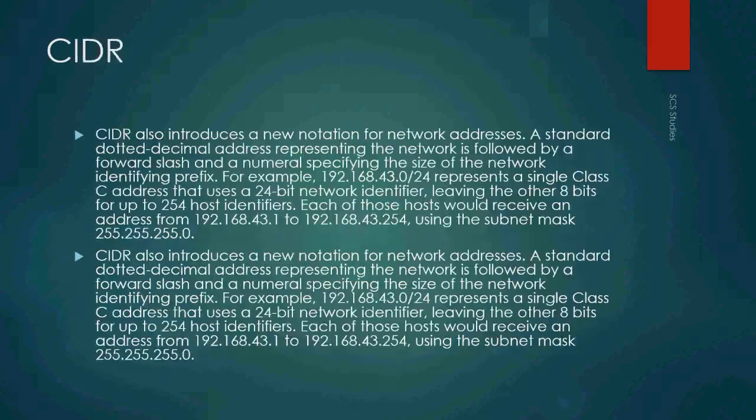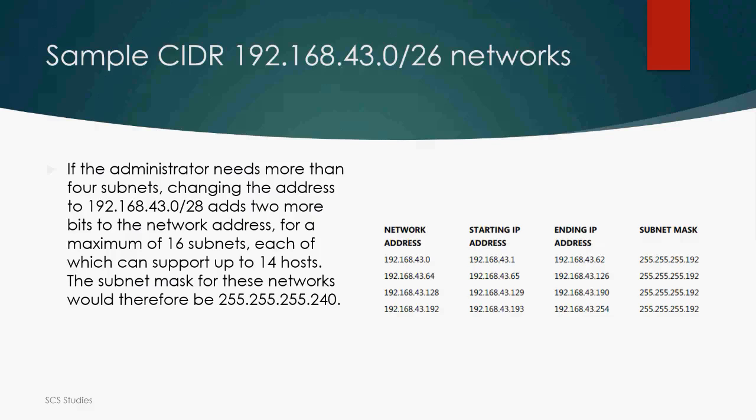So guys, here I am giving you an example of CIDR values. Here we use a /26 network, as you can see, simple CIDR: 192.168.43.0/26. If the administrator needs more than 4 subnetworks, change the address to 192.168.43.0/28, adding more bits to the network address, for a total of 16 subnets, each of which can support up to 14 hosts. The subnet mask for these networks would therefore be 255.255.255.240.